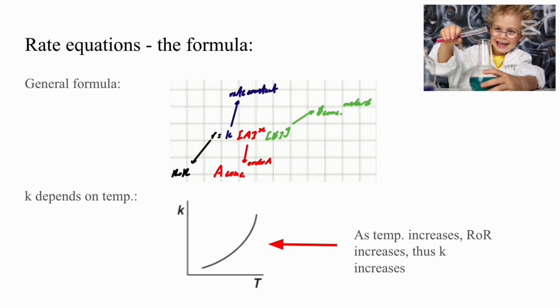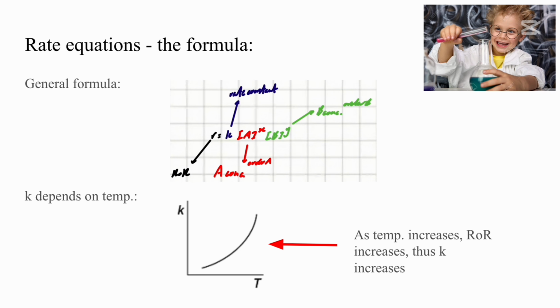Now let's go over rate equations. So let's start off with the general formula. The general formula for rate equations is R is equal to k [A] to the power of x times [B] to the power of y times [C] to the power of z, etc. So what do all these letters stand for? First we have the R, which is also the rate of reaction. This will usually be given in the question.